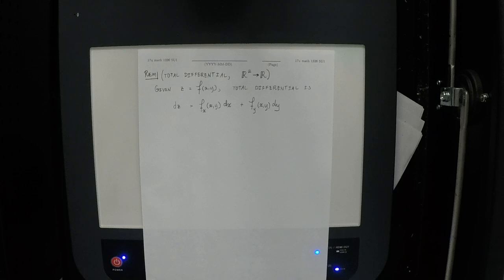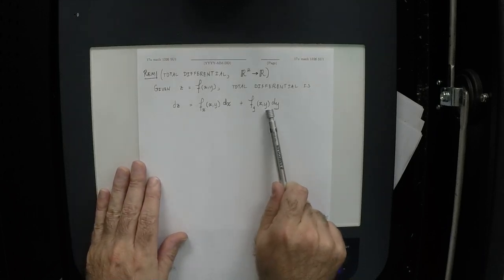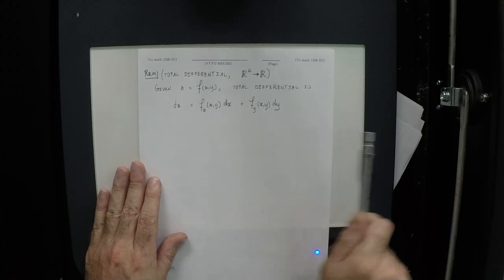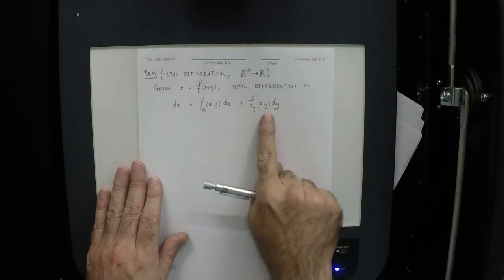Now, one thing you need to understand about this definition is that this definition works equally well for functions that have more than two variables. Okay, so if this function had three variables, then there'd be the sum of three things, right? This one, and another one. If it had 47 variables, it'd be the sum of 47 different terms, right? The first differential term, the second differential term, and so on.